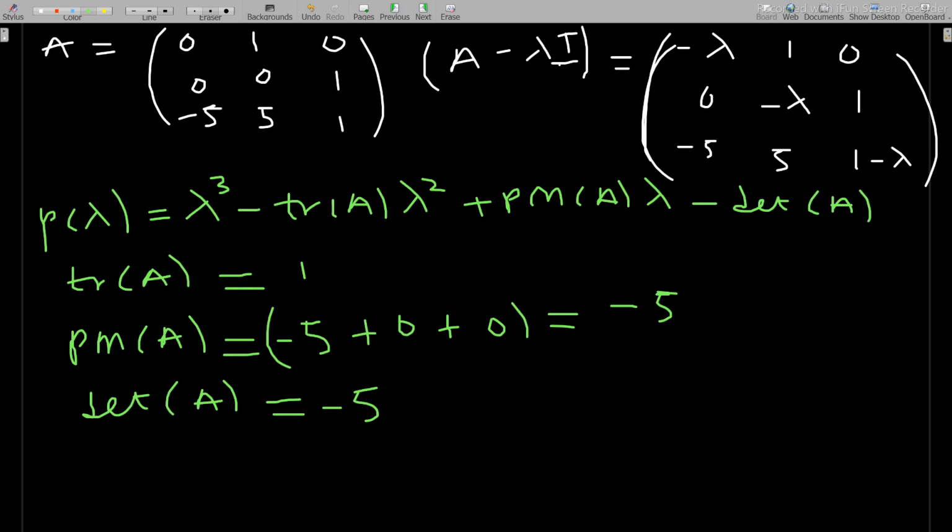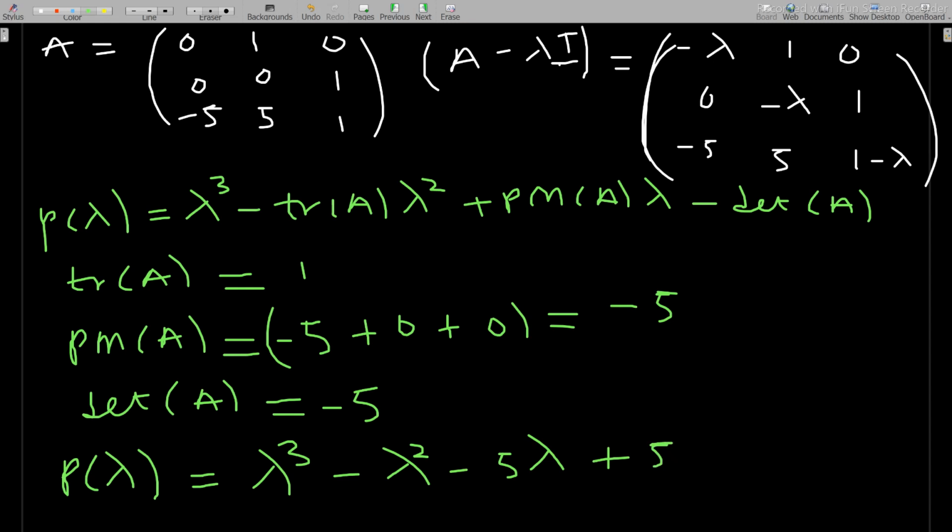So that is it for your matrix. If you want my polynomial, p of lambda is equal to lambda cubed minus trace, which is 1, times lambda squared, plus PM, which is -5, so -5 lambda, minus the determinant -5, so it becomes plus 5. Now this becomes my characteristic polynomial governing this matrix. Quickly, I'll go ahead and find the zeros of that, and those will be my eigenvalues.